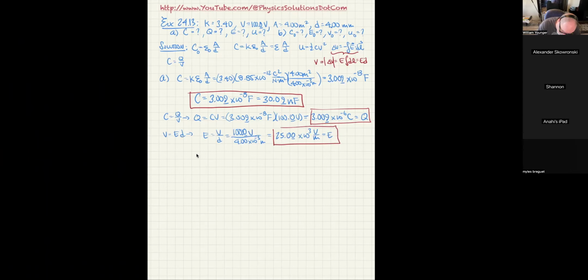Now we need to calculate the energy, and for that formula, like I said, there are three versions of it. You can use C equals Q over V to eliminate the C, or you can use C equals Q over V to eliminate the V.